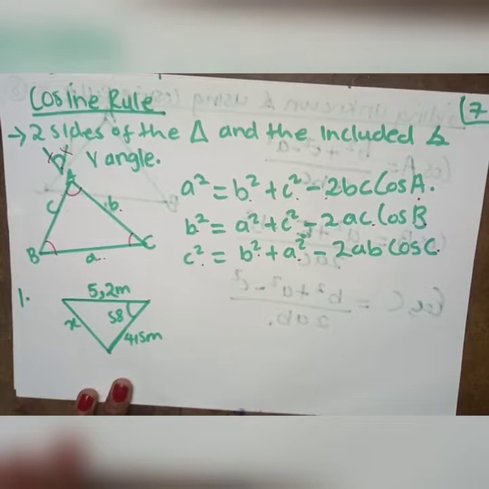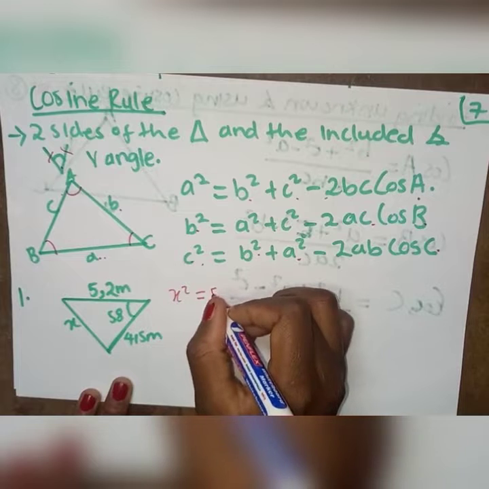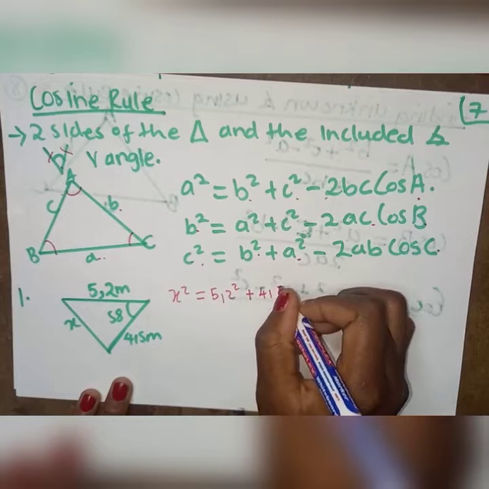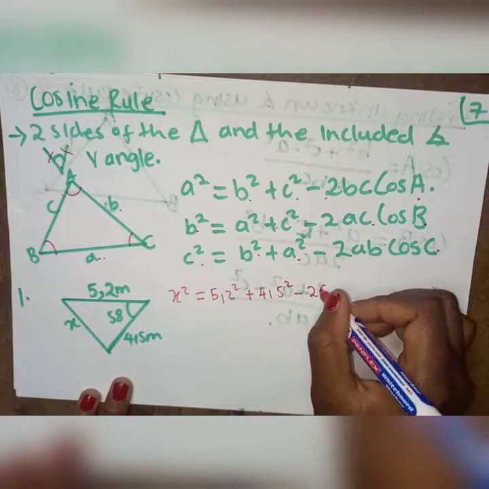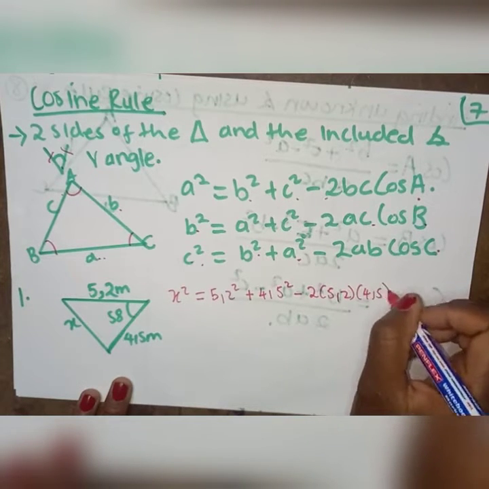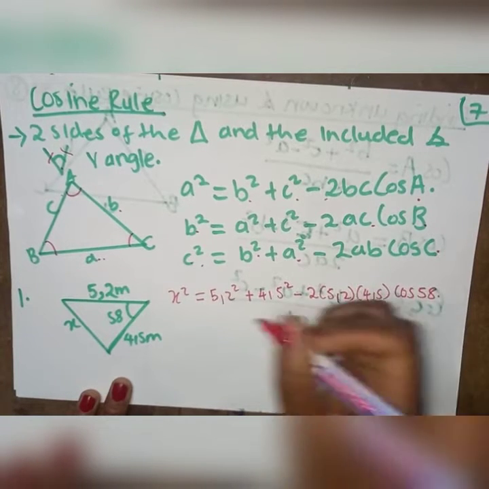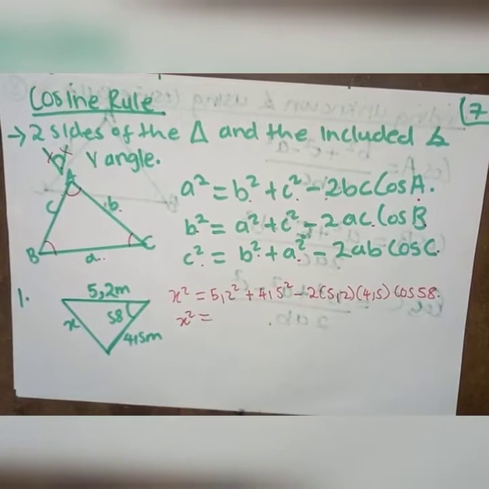So let's apply this formula on this particular question. How are we going to simplify this one? We want x. So we are simply going to say x squared is equal to 5.2 squared plus 4.5 squared minus 2 times 5.2 times 4.5 cos 58. That's how we'll get our x squared, right? That's how we'll get our value for x.